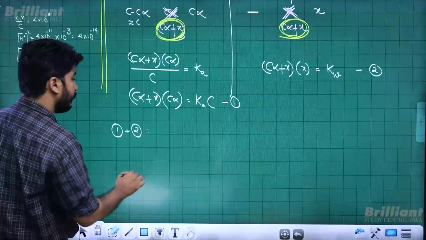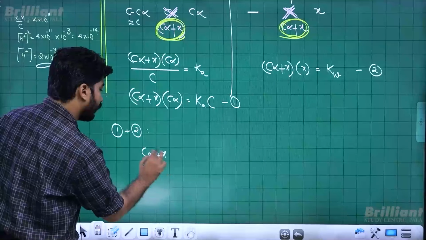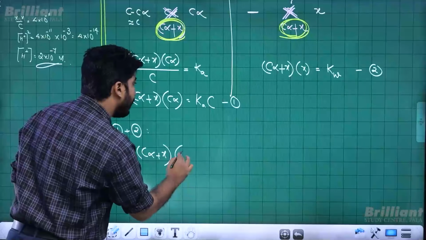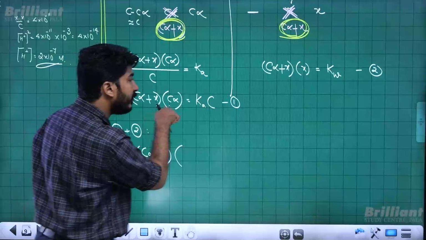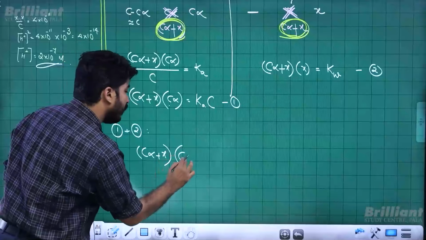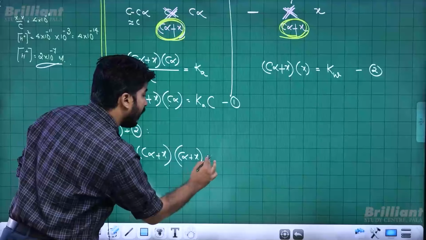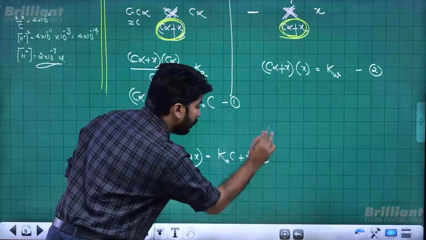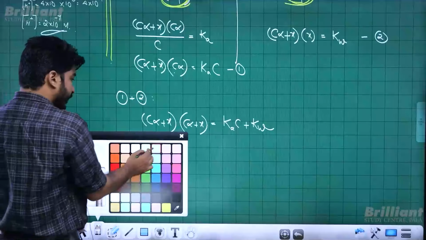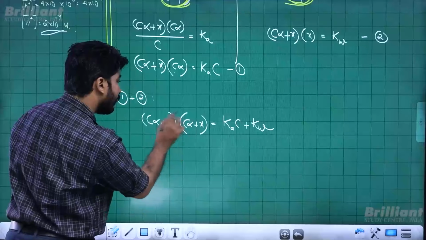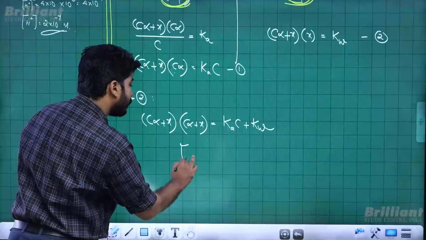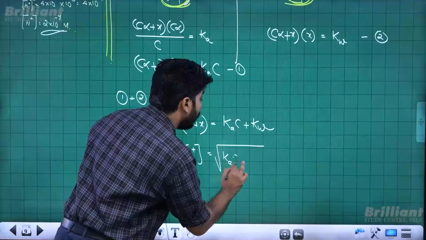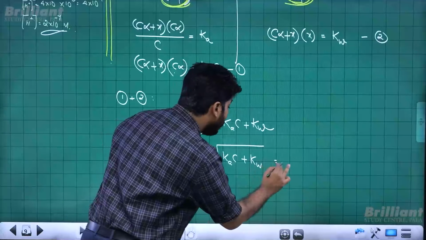If we do 1 plus 2, we will get C alpha plus X, which is common on the LHS. And in addition, from this equation we have C alpha, and from that we have X. So C alpha plus X squared is equal to, on the RHS, KaC plus Kw. And this is H plus square only. So this is H plus into H plus, which is H plus square. So H plus is going to be the square root of KaC plus Kw.